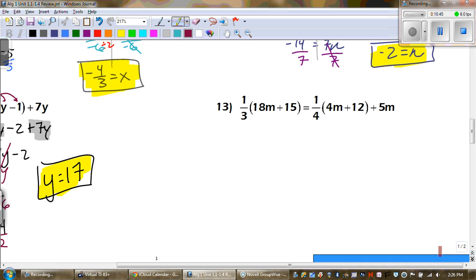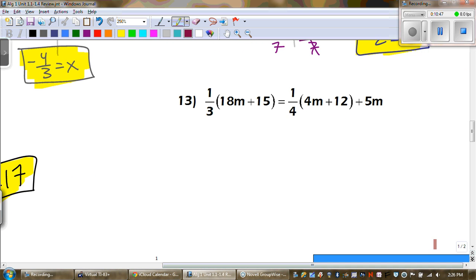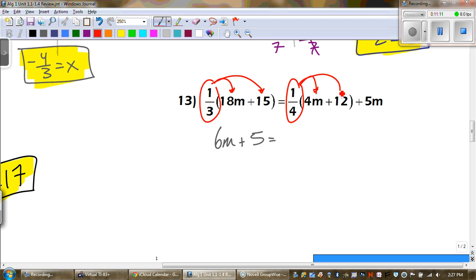All right, number 13, a little bit more work, but don't be scared. They're only fractions. Okay, we need to distribute. 1/3 times 18 actually gives you 6m, and 1/3 times 15 gives you 5. If you need to use a calculator, use it. All right. So when we distribute on the right side, 1/4 times 4 is 1m. 1/4 times 12 is 3 plus 5m.